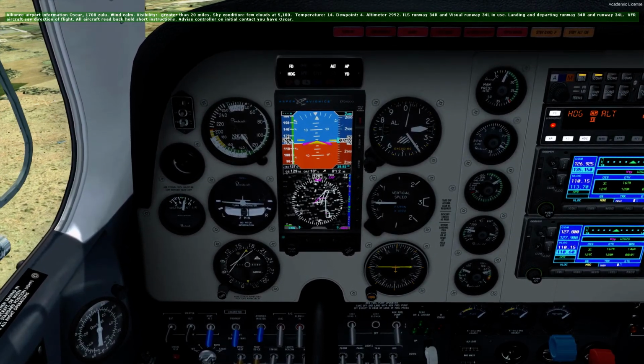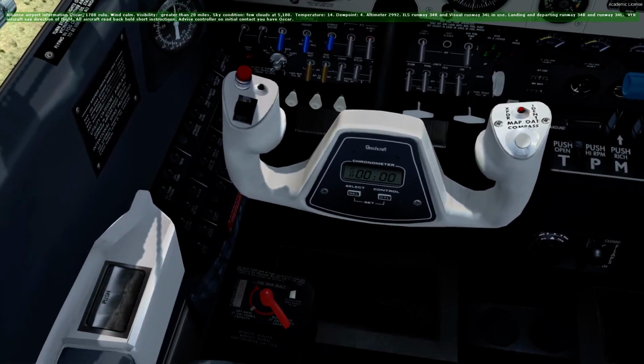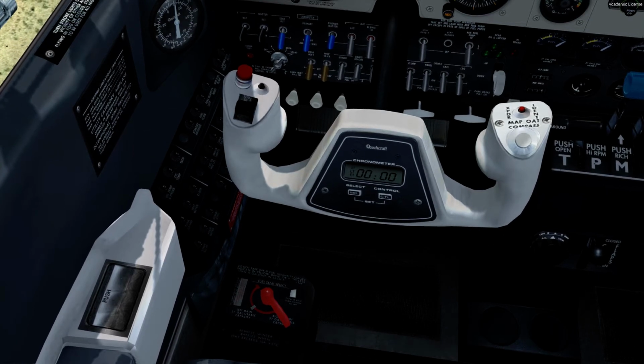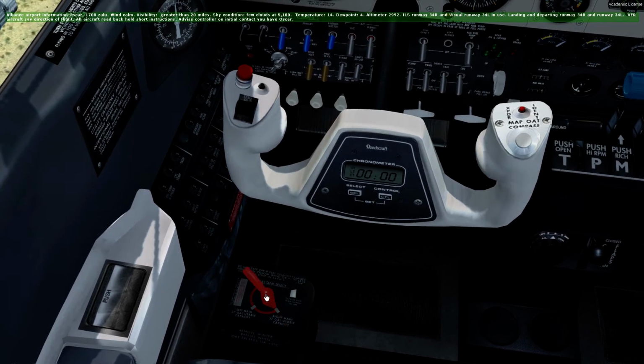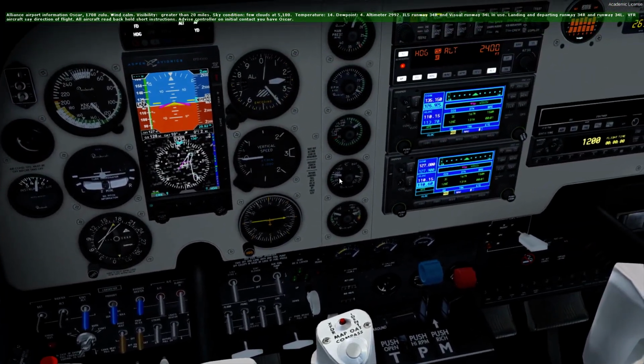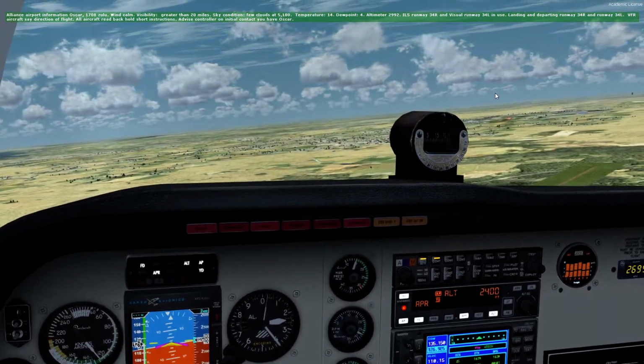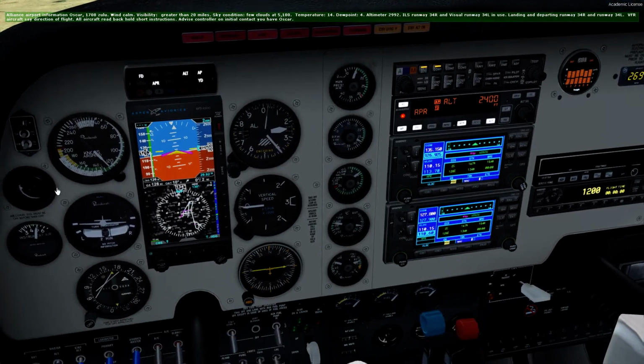I have my mixture set to full rich, prop is completely set, and because this is a low-wing aircraft, we'll set the fuel tank selector to one of our tanks. We'll set it to the right tank. Alright, so we have the ATIS. We'll switch to tower. And we will arm approach. And as you can see, the aircraft is now turning to intercept the localizer.